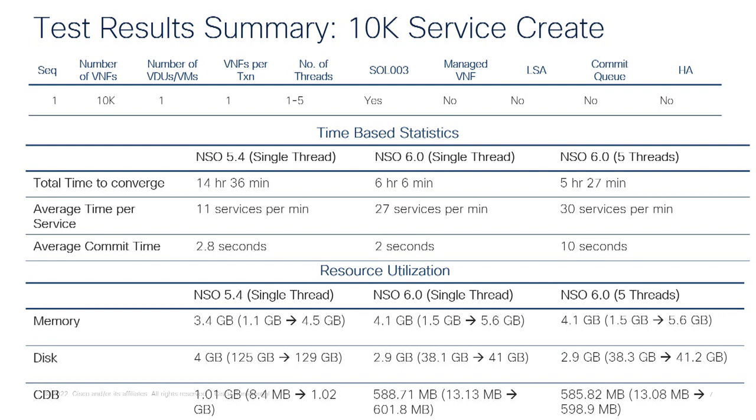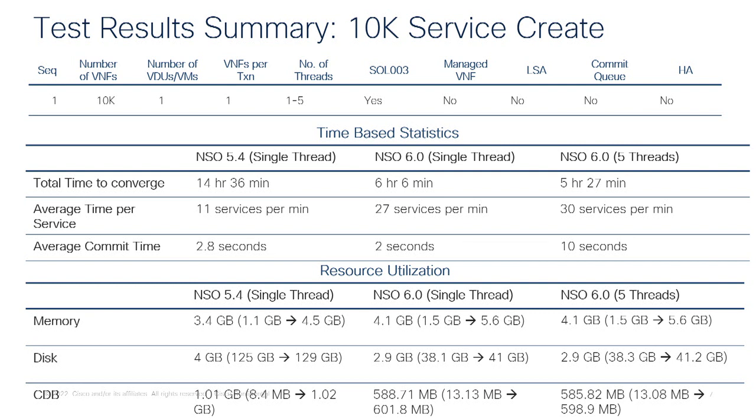Now, as you can see here, the total time to converge the services has significantly reduced with NSO 6.0 with 5 threads. It is almost a 3 times improvement over what was seen with NSO 5.4. Also, you can see the average commit time here. With NSO 5.4, the average commit time was 2.8. With single thread, it was around 2 seconds. But with 6.0, with 5 threads, the time goes up to 10 seconds. And this is because there's a lot of services getting created in parallel, but NSO is busy and has to do conflict resolution checks now with the new concurrency model.